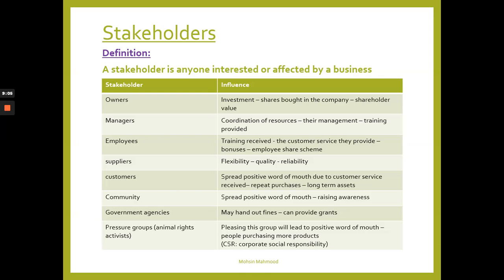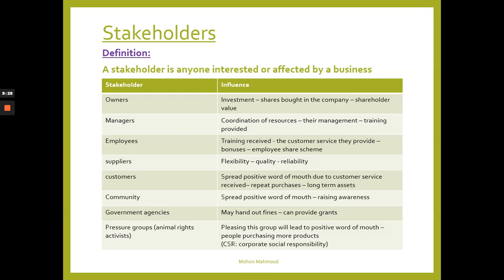Managers coordinate resources, and their management, their experience, and the training that they provide employees should influence a business and its success. If a manager can coordinate resources and manage their employees successfully, then this should reflect on the business. The business should then be successful in turn.